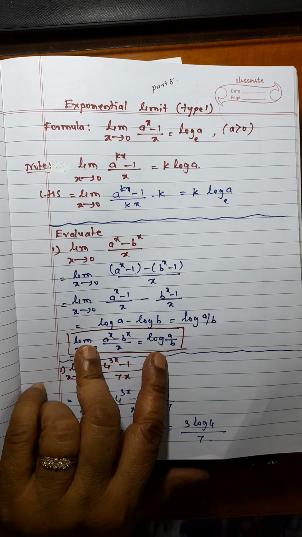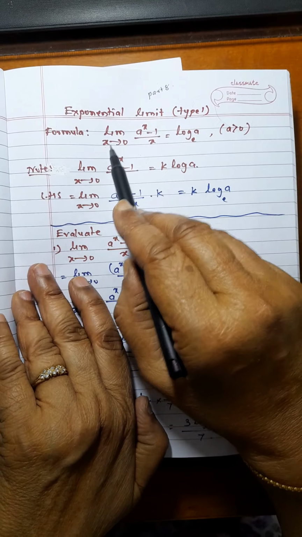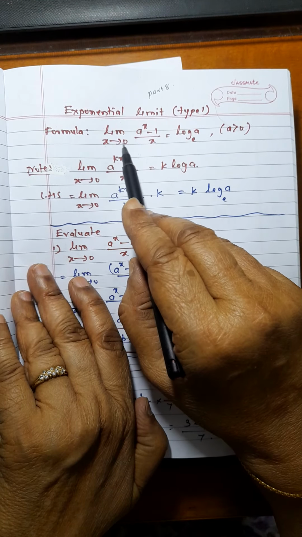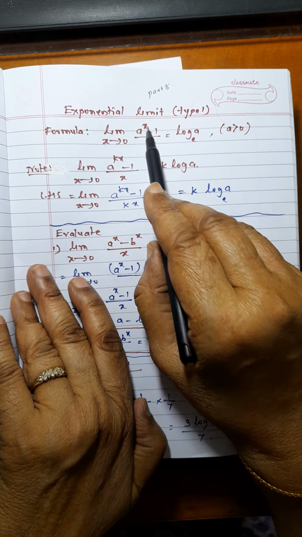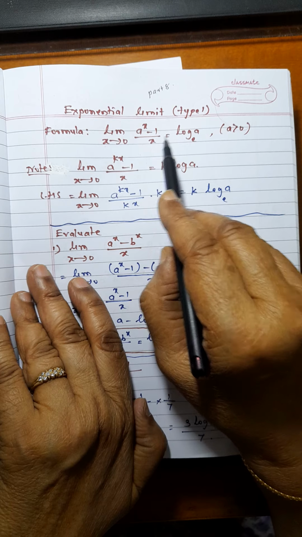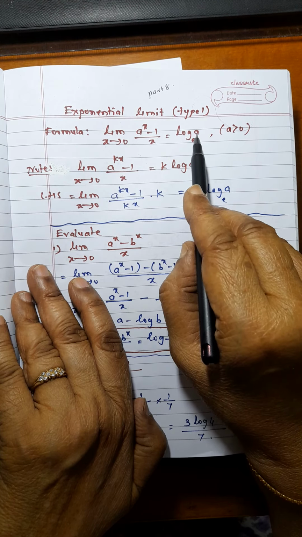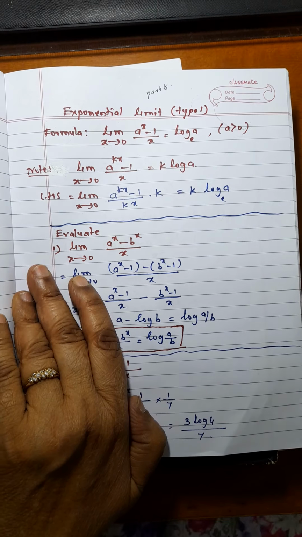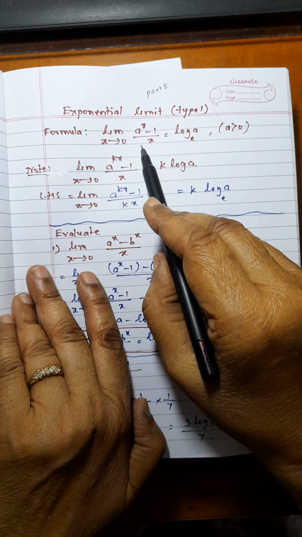Today I will take exponential limits. The formula for exponential limits is: limit x tends to 0. Remember, x tends to 0 is there. (a raised to x minus 1) upon x, means this function and this function should be same, its value is log of a to the base e. Of course, because log is there, a should be positive. Log of a positive number is only defined, that's why a should be positive.